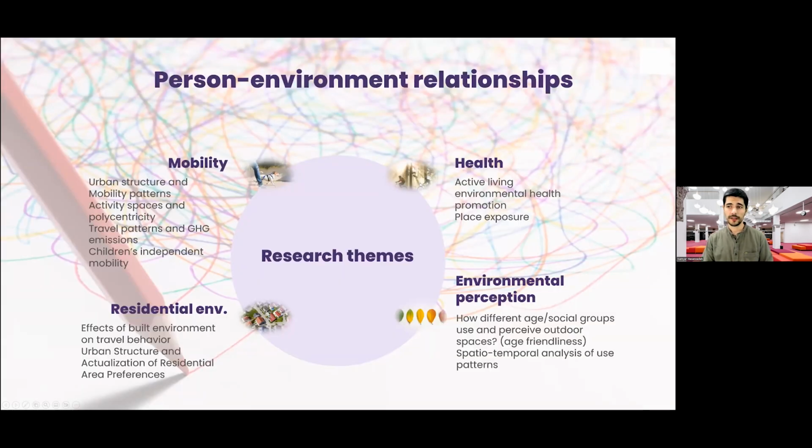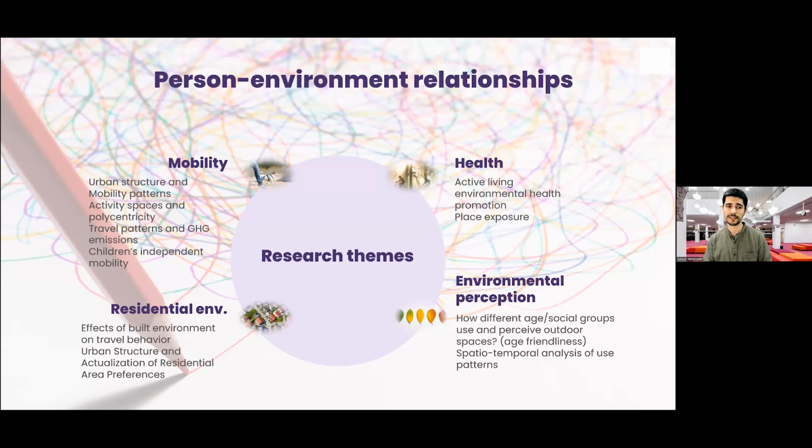Most of my research personally has been focusing on exploring person-environment relationships. Some of the themes that I have worked with are mobility, looking at urban structure and seeing how it is associated with the mobility patterns of individuals. During my PhD, I looked at the topic of activity spaces, trying to see how people's behavior and perceived health is associated with the characteristics of their activity spaces.